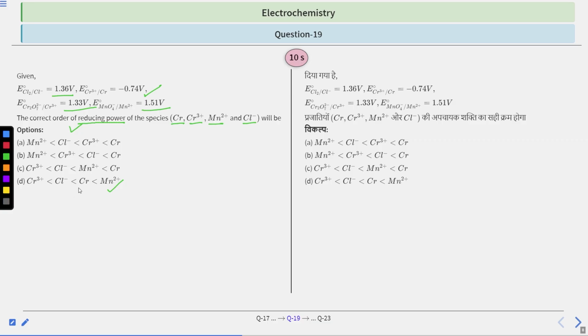So you have 10 seconds to solve this question. After that, we will see the answer.